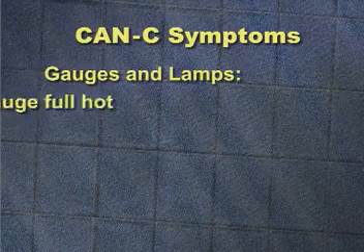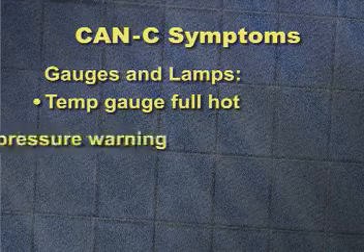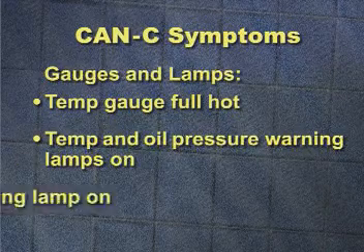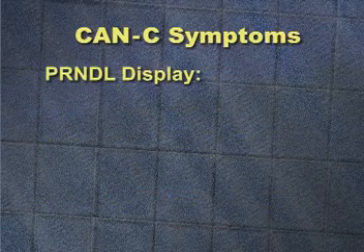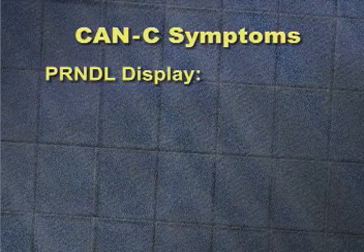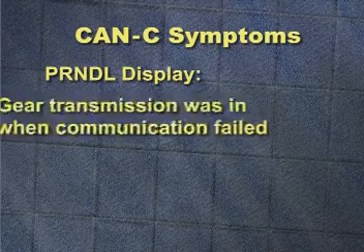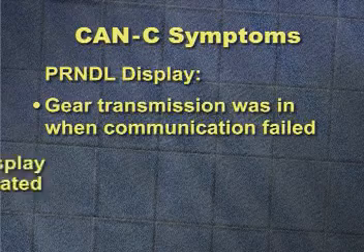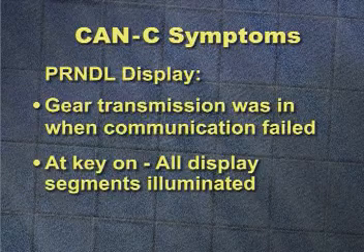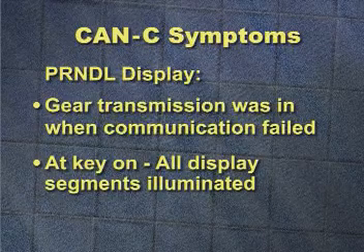As you might expect, symptoms associated with CAN-C failure tend to occur in systems which have modules on the CAN-C bus. So you could see the temperature gauge indicating full hot, temp and oil pressure warning lamps on, and the red brake warning lamp on. If the bus stopped communicating with the key in the on position, the Prindle display will show the gear the transmission was in when the failure occurred. With a bus failure at key on, all of the segments are illuminated.